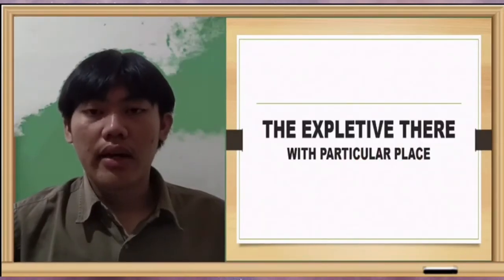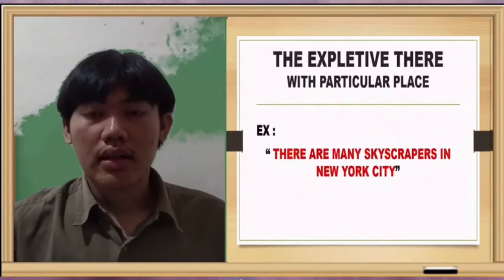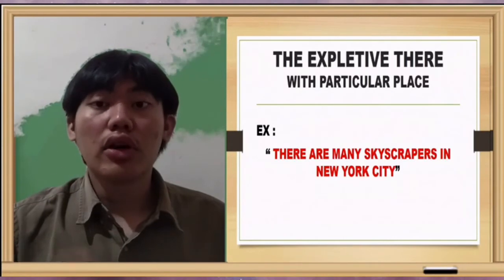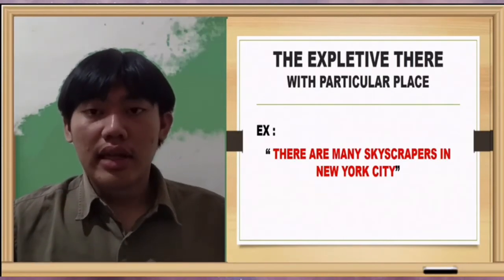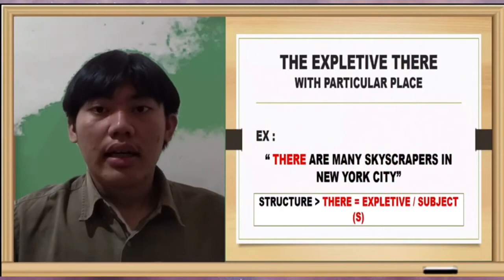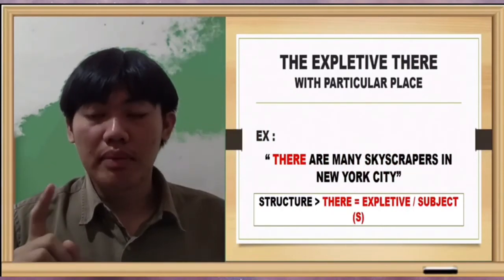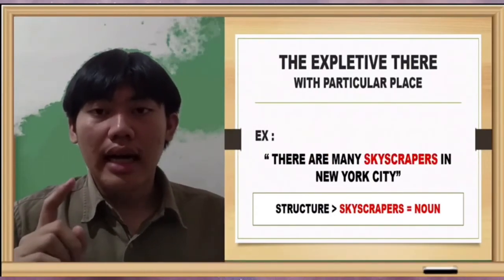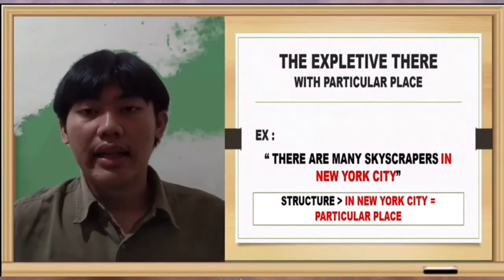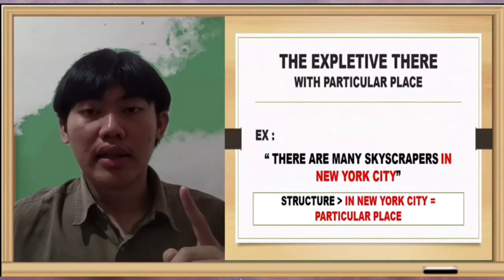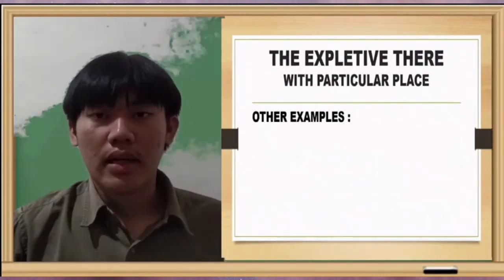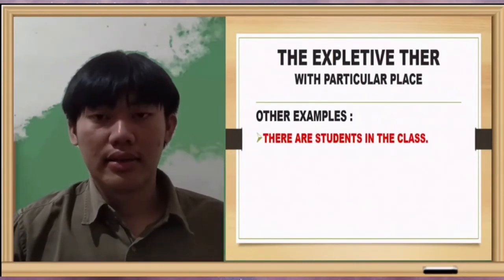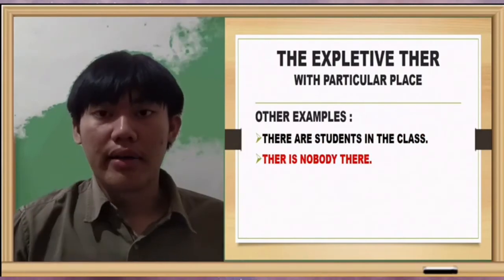The expletive there with particular place. For example, there are many skyscrapers in New York City. The structure of the sentence is there as an expletive or subject, are as a verb to be, skyscrapers as a noun, and in New York City as a particular place. Other examples. There are students in the class. There is nobody there.